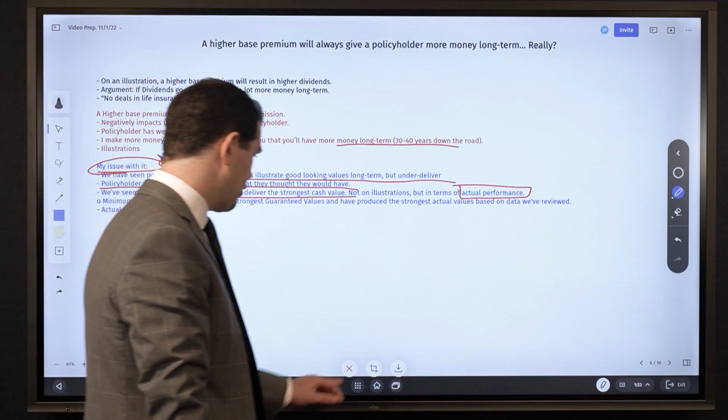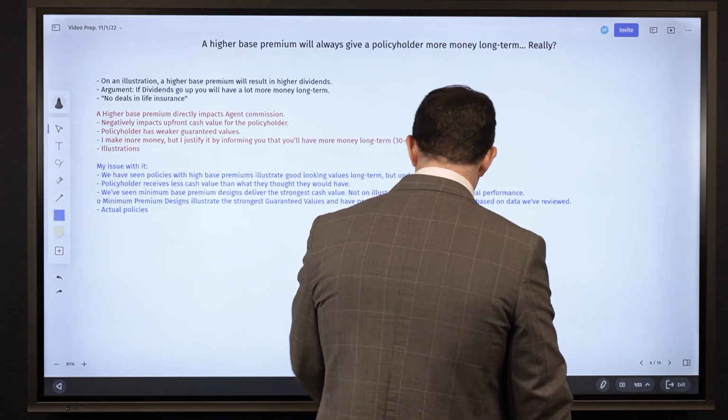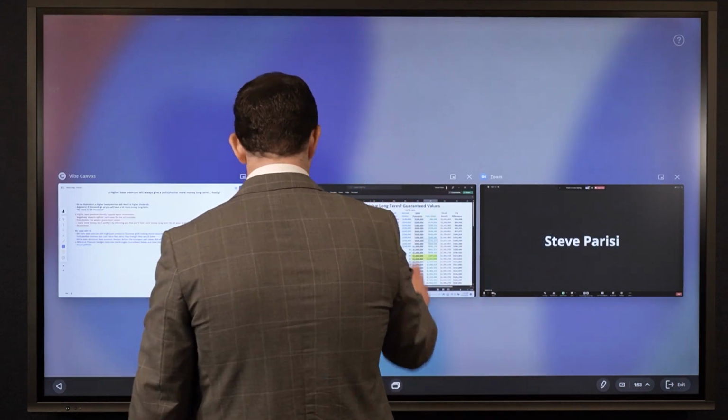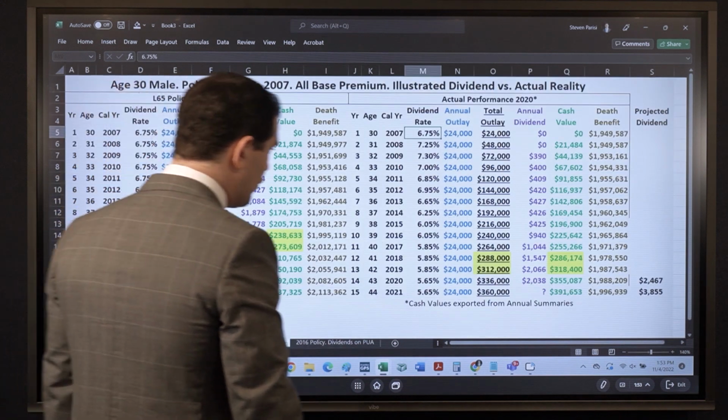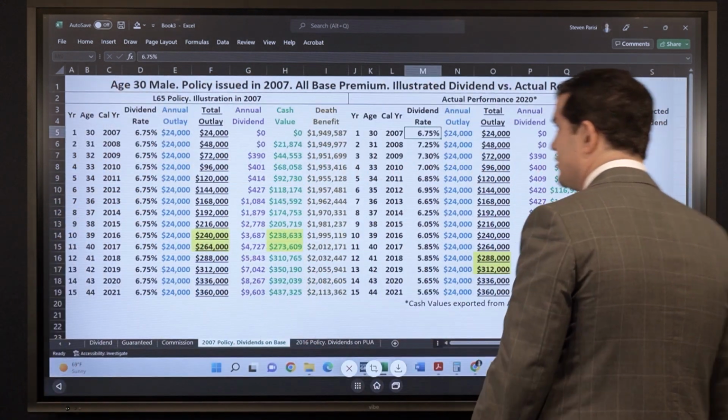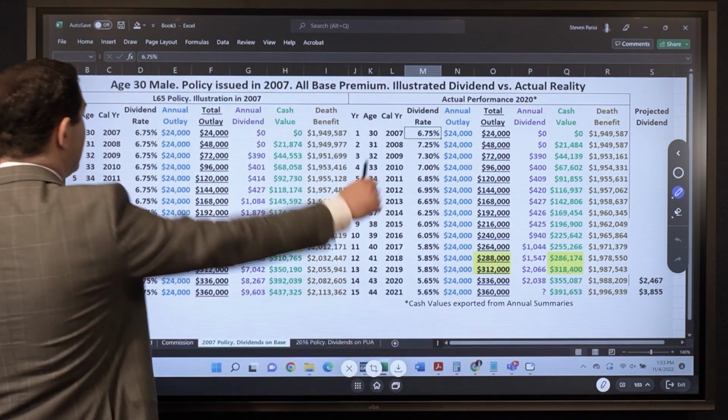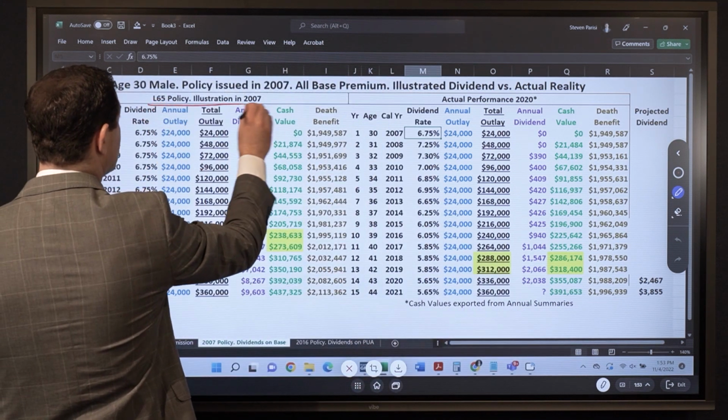Let's take a look here. So what we've got is the strongest guaranteed values when we actually look at the illustrations, but then on top of that, real performance. This is the important piece. So what we've got on the left is a policy. So this is an illustration.